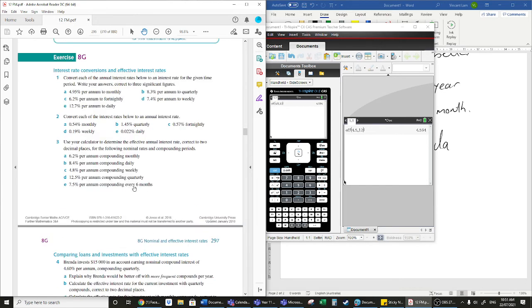Yes, here. Let's look at this one here. I don't think I've gone over this. 7.5% per annum compounding every 6 months. Now you're doing it every 6 months, which means how many times are you going to do it all together in the year if you're doing it every 6 months?